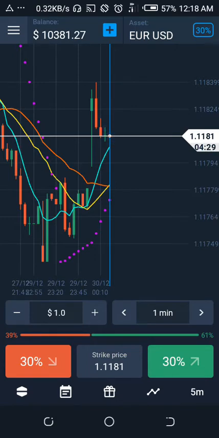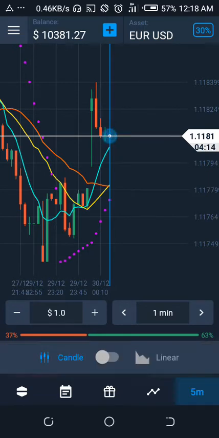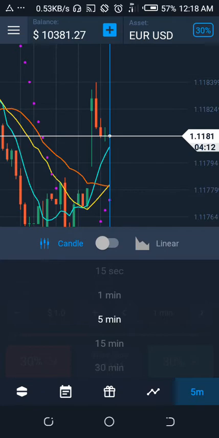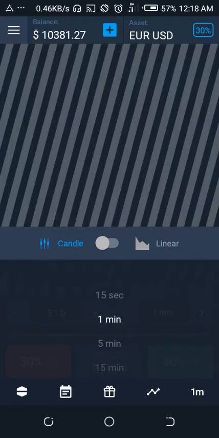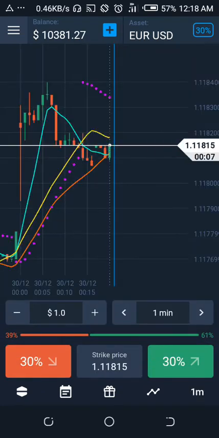This is 5 minute candle. I've changed it to 5 minute candle, but it doesn't make any sense if you are using 5 minute candle, that is 5 minute frame, for 1 minute trading duration. I hope you understand. So it's better you set it to a minute time frame.